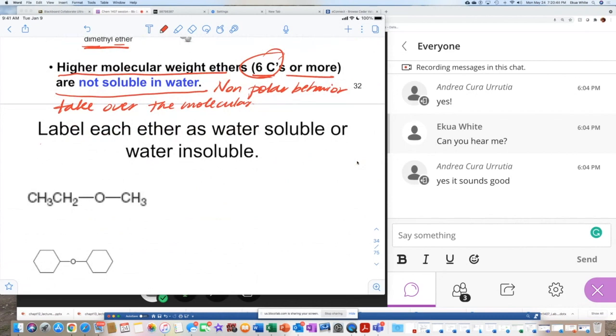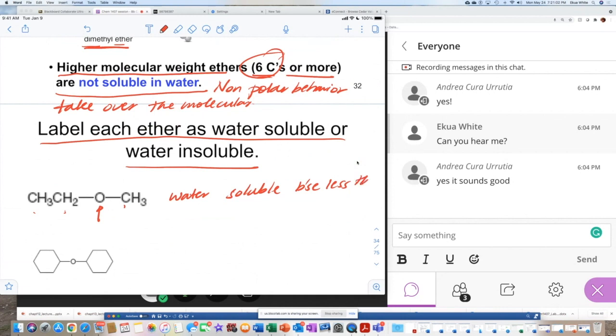Okay. Label each ether as water soluble or water insoluble. Let's see. We got 1 oxygen. Check. 1, 2, 3. It should be water soluble, right? Water soluble. Because it's less than 5 carbons.